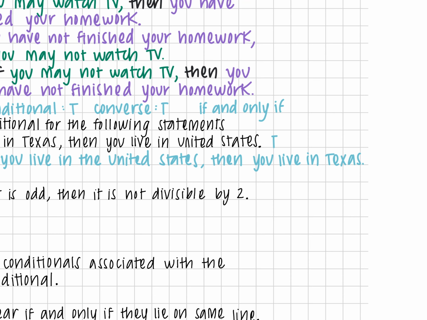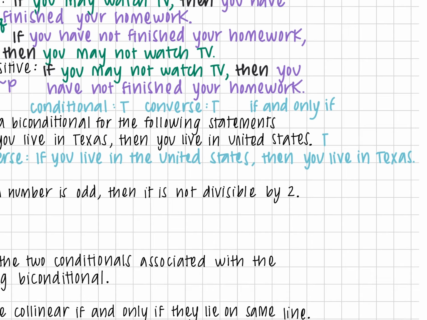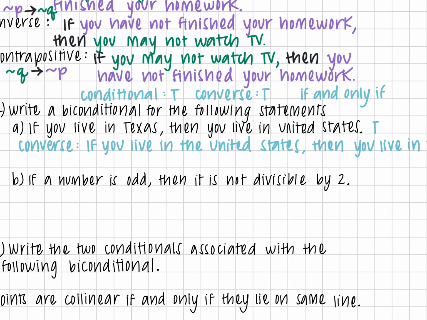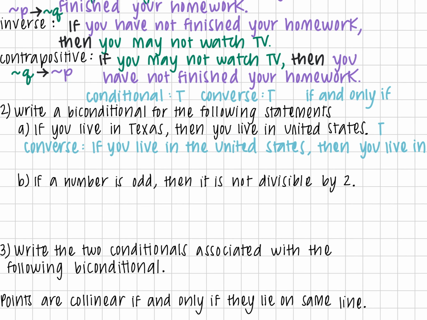And if one of the two statements is false, remember we cannot write a biconditional. And so I'm going to come over here and just say that there's no biconditional possible, that my converse was false. And I'm going to just highlight that because that's going to be my final answer for that.